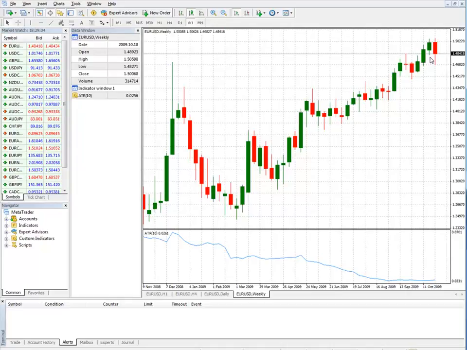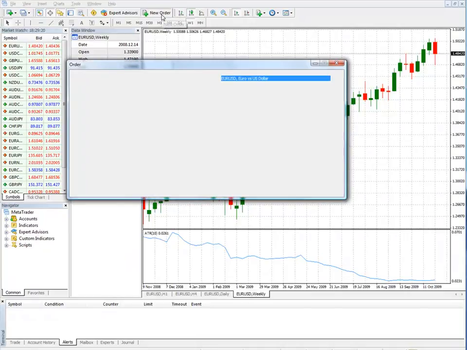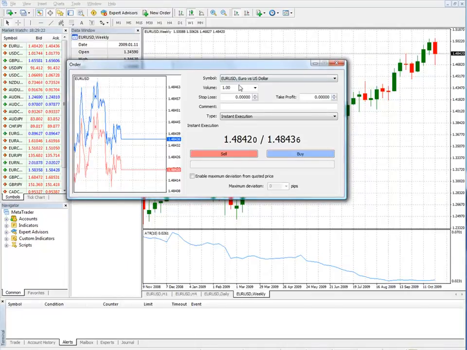Placing that 5 pips above would be 1.50648. So this is what we're going to do. I'm going to place a new order, and I'm going to sell at the market.